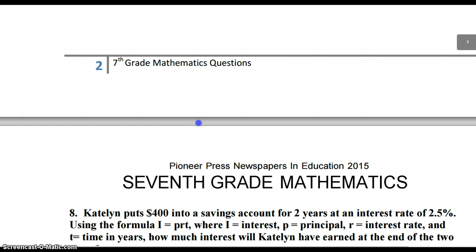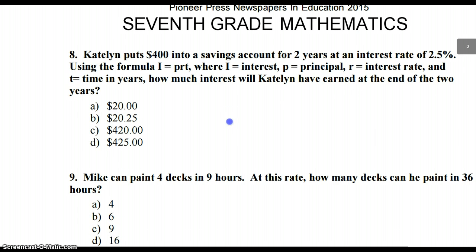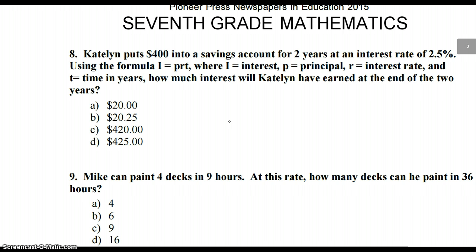Number 8. Alright, we have an interest problem. Caitlin puts $400 into a savings account for 2 years at an interest rate of 2.5% using the formula I equals PRT. I is the interest, P is the principal, R is the interest rate, and T is the time in years. How much interest will Caitlin have earned at the end of the 2 years? Alright, so they give us this formula.